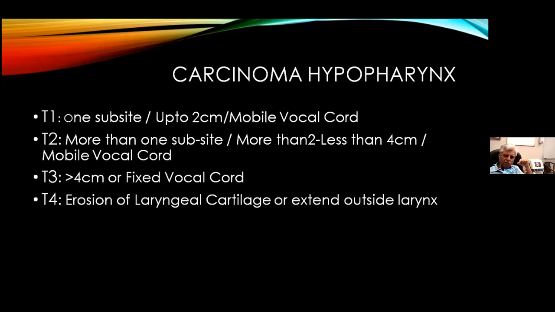So if it is involving one subsite, that is, hypopharynx has got three subsites: piriform fossa, postcricoid, and posterior. Okay. And if it is only involving one area, it is T1. If it is involving more than one area, T2. T3, if the vocal cord is fixed or greater than 4 centimeters, like oral cavity, and T4 is erosion of the laryngeal cartilage through and through, complete erosion and extension outside the larynx.